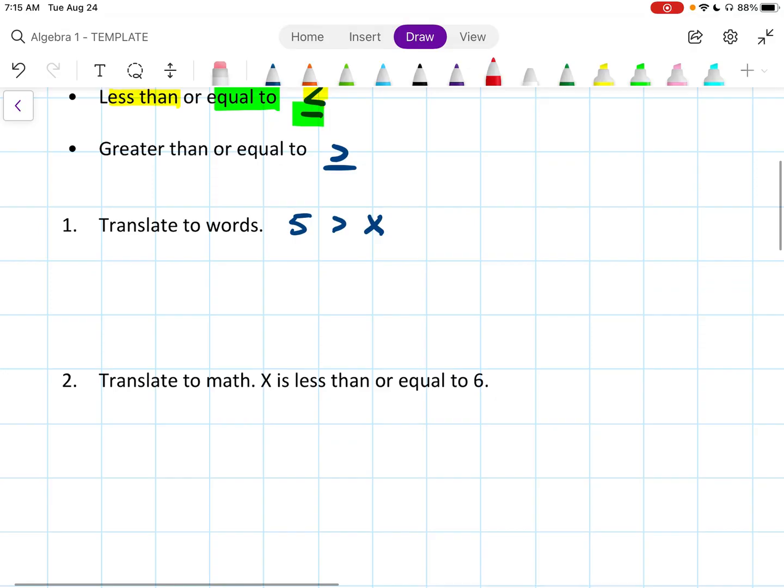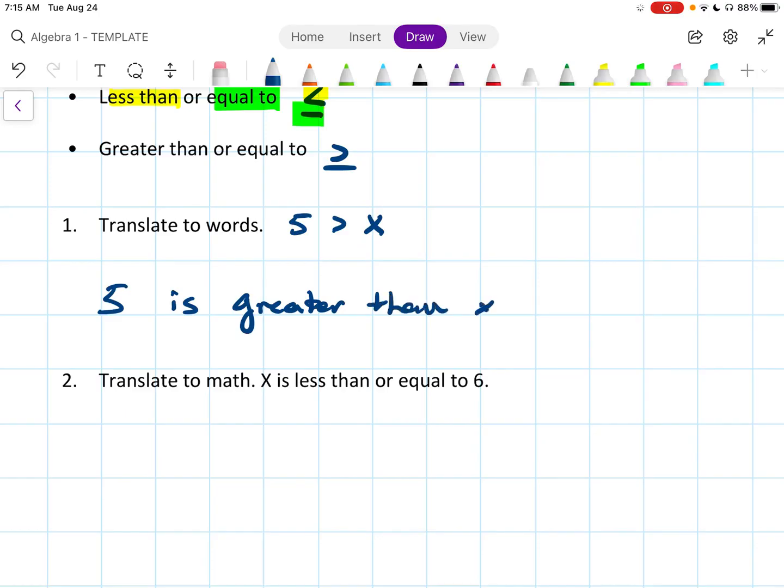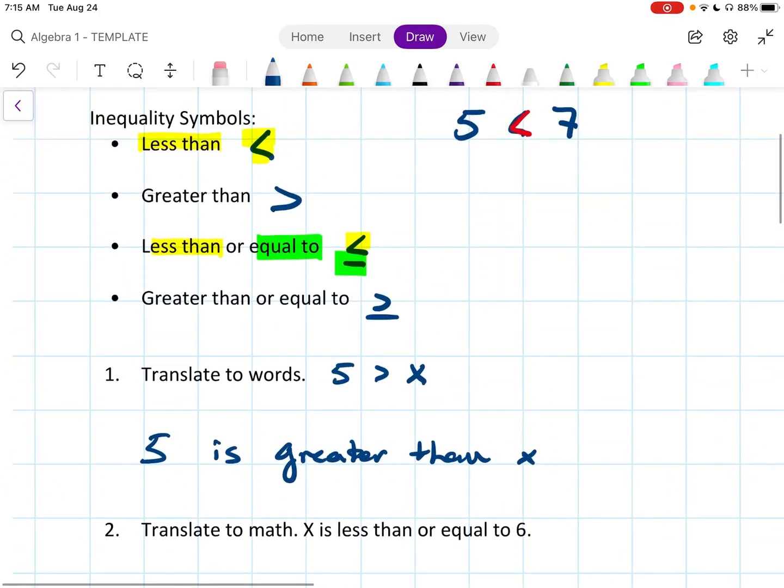All right, number 1, translate to words. So here we have an inequality, a math statement listed, and we're going to translate it into words. So we have 5 is greater than x. So I'm going to say 5 is greater than x.